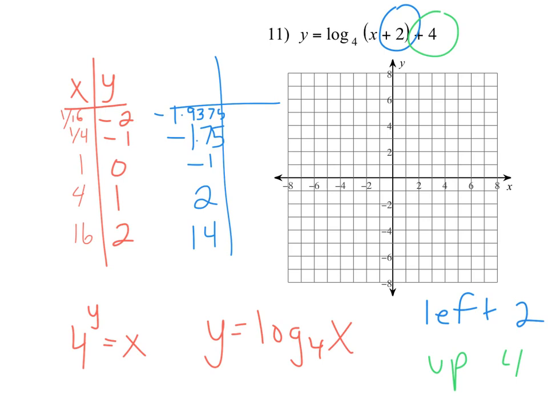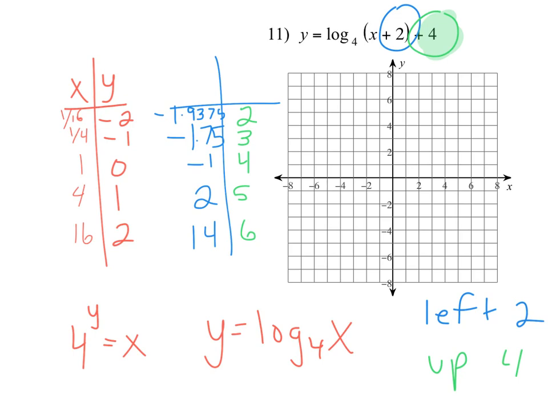Now I've got to deal with my y values. What's happened to my y values? Well, they've moved up 4 units. In other words, I need to add 4 to each of my y values. -2 plus 4 is +2. -1 plus 4 is +3, 4, 5, and 6. Those are the points I'm going to graph here.